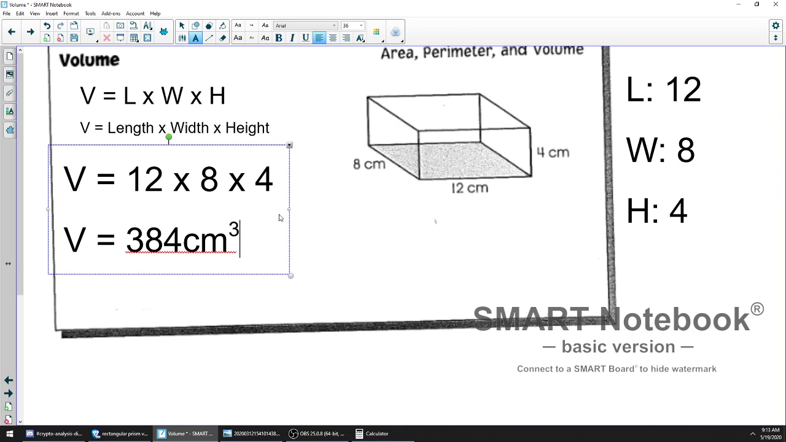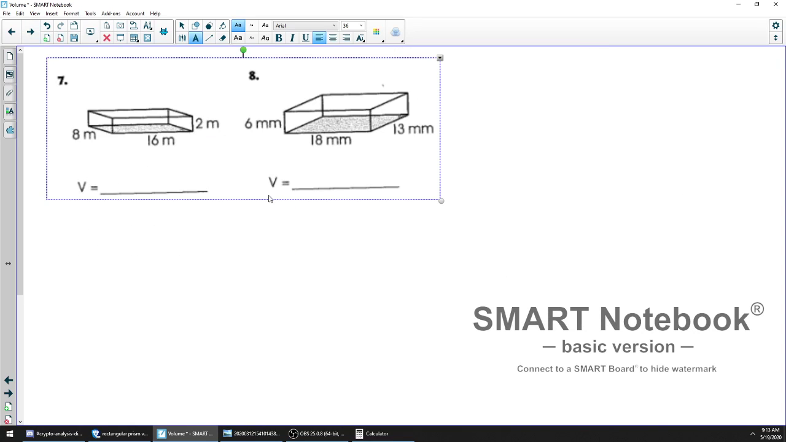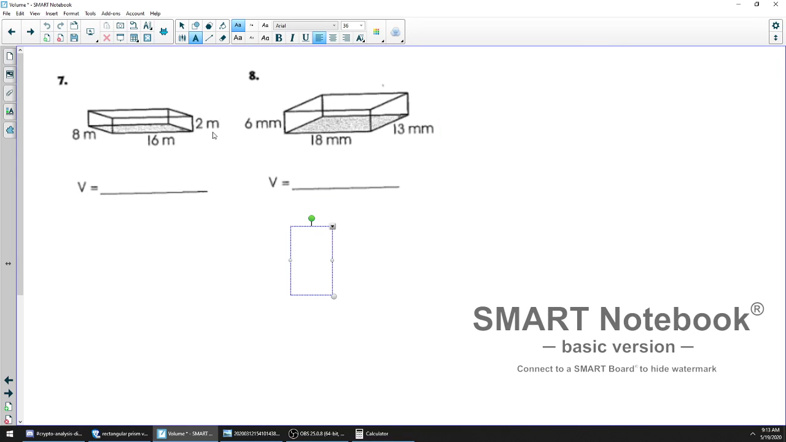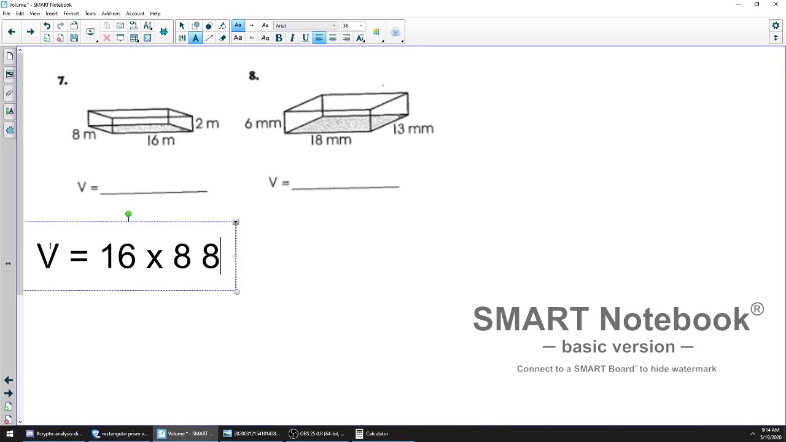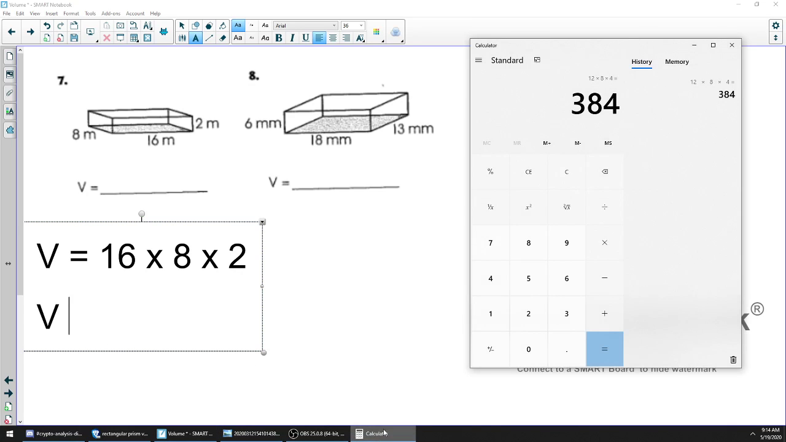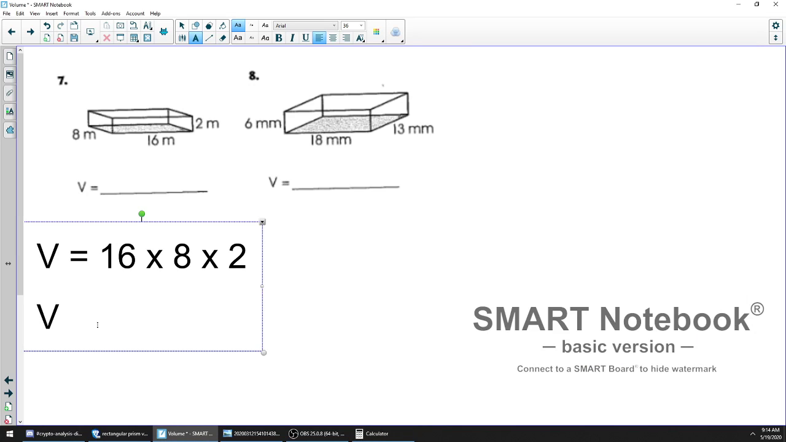Okay. Now, I think we have a pretty good understanding of what to do when we see the numbers there. We see the figure, right? Like for this one, I don't even have to tell you the length, width, and height. You just know that you have your 3 numbers and you should multiply. So it will be 16 times 8 times 2. If I multiply that out, 256 meters cubed.